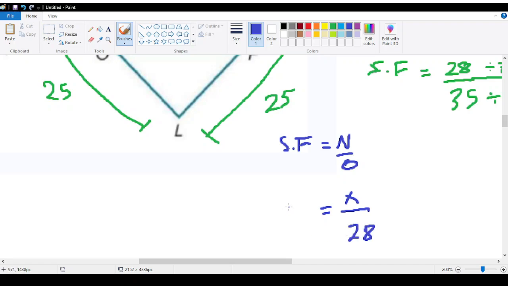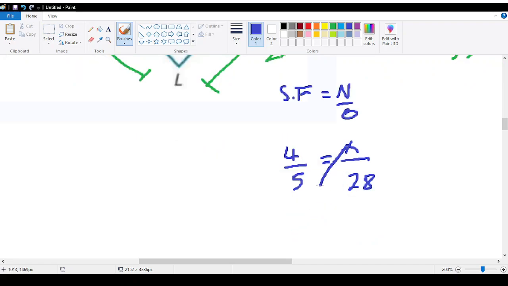We put 4 over 5. Okay, so cross multiply: 4 times 28. It's going to be 4 times 4, 16, times 7. So I think it's 112. 16 times 6? Yeah, that's right. So it's 112.